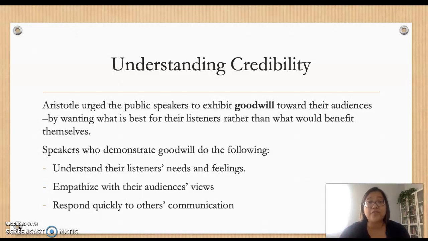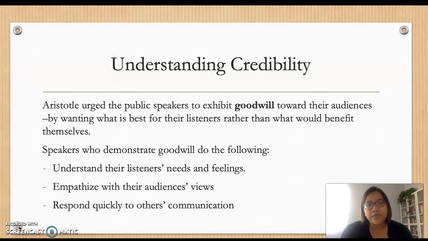that you're also thinking about the audience's benefit. Now, speakers who demonstrate goodwill usually do the following. They understand the listener's needs and feelings. They empathize with their audience's views, and they respond quickly to others' communication.